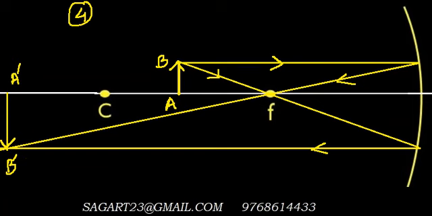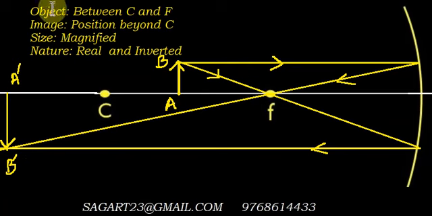So again, we note down the characteristics of the image. So these are the characteristics of the image. When the object is between C and F, the image position is beyond C, the size is magnified, and the nature is real and inverted. So this was our diagram number 4.